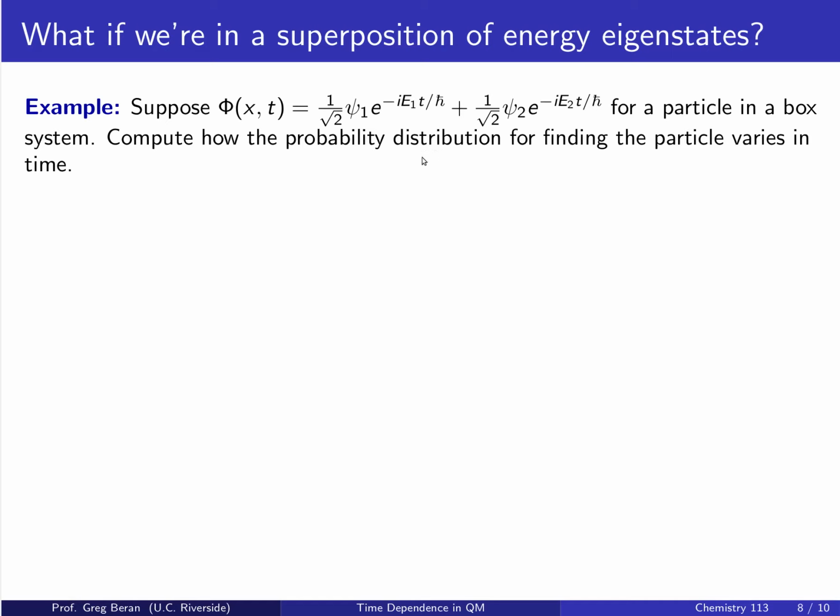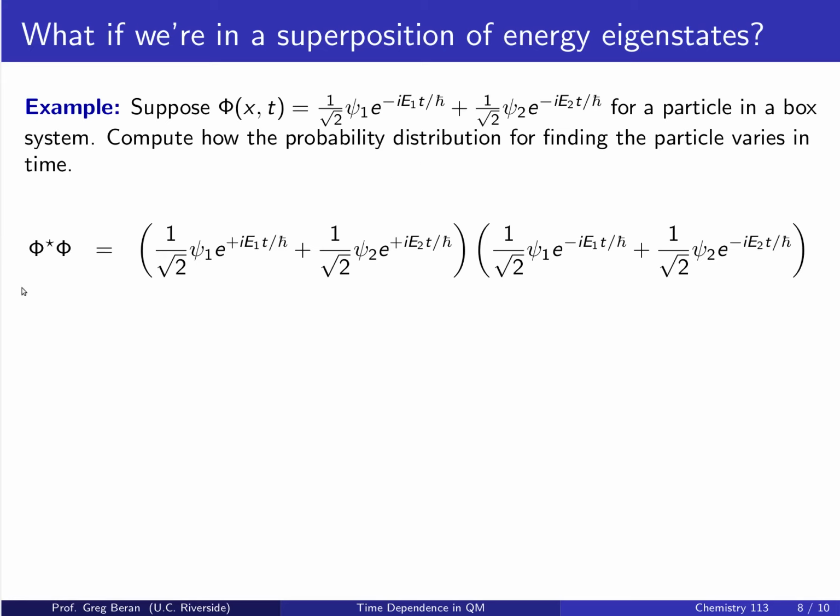So let's look at how the probability distribution for where we're going to find the particle varies in time for this wave function. So we start off taking phi star phi. I have here phi star and phi. Plug in the expressions. Again, I'm taking the complex conjugate here, so my e to the i changes sign, so it goes from negative i to plus i in both cases.